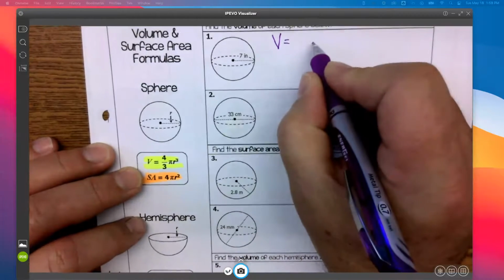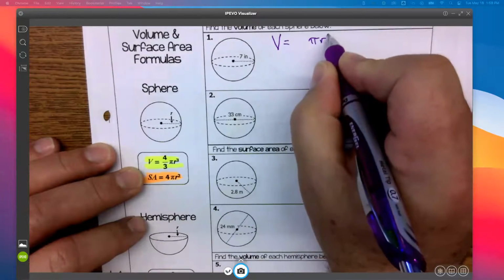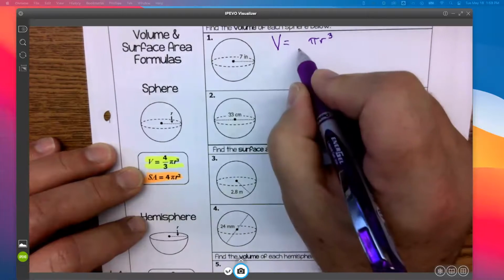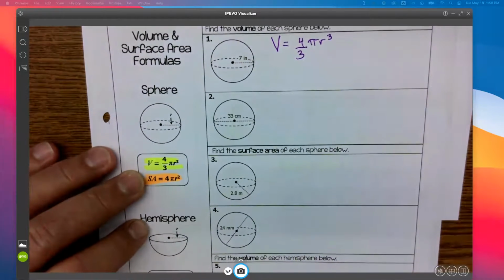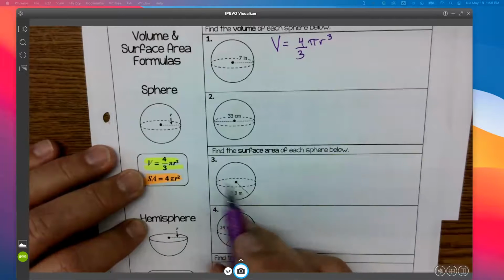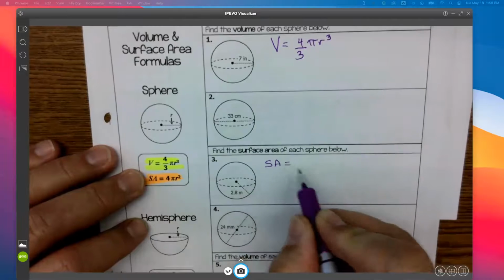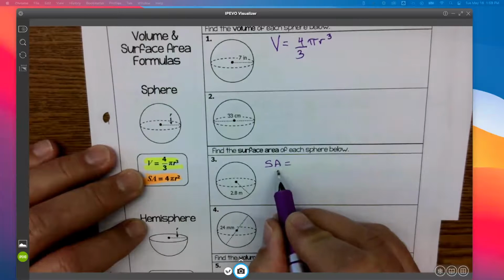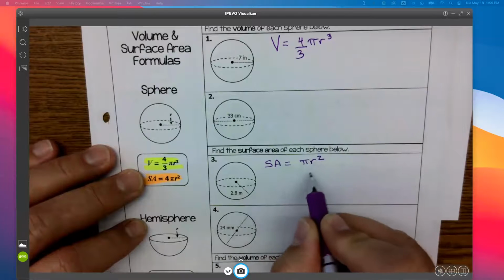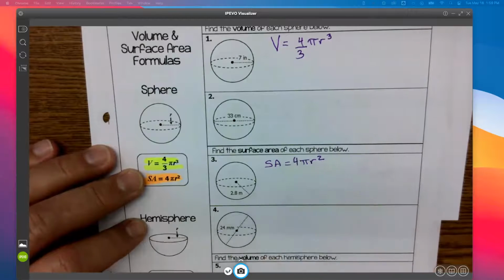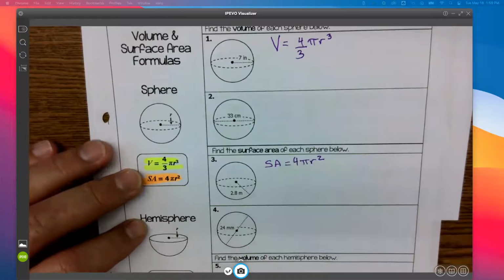Cubic. Therefore, it's going to be a pi r cubed. And because I put a 3 there, I'm going to put an extra 3 on the bottom. The formula for volume is 4/3 pi r cubed. Whereas if you look down at number 3 here, the surface area, is that an area or a volume measurement? Area, which means it's going to be a pi r squared. It's an area measurement. So there's no 3, it's just 4 pi r squared.